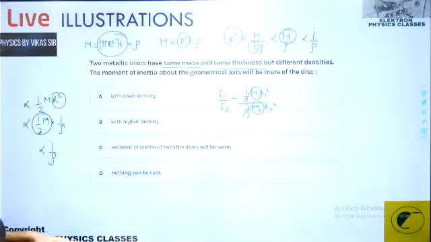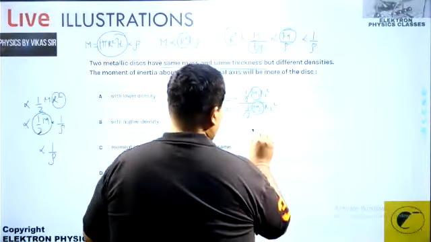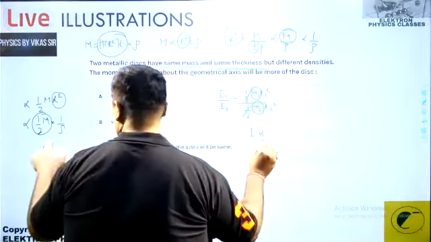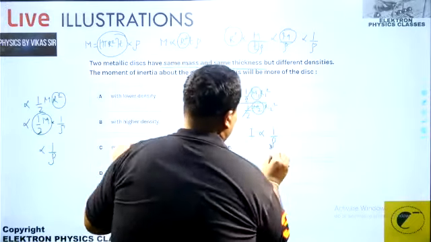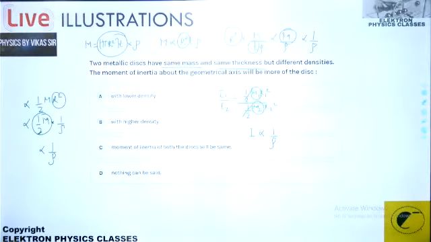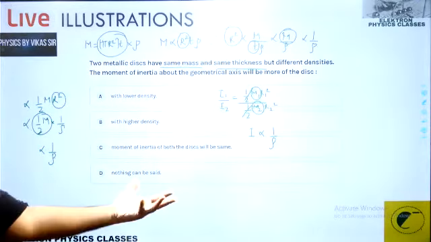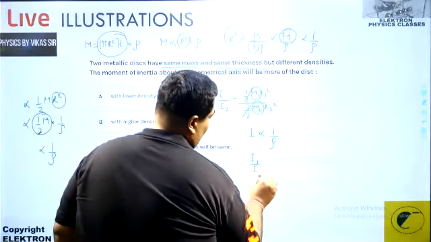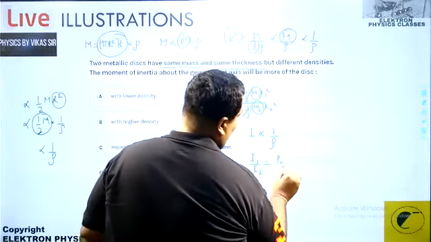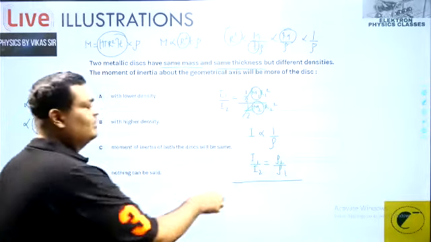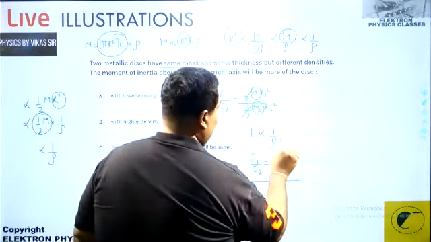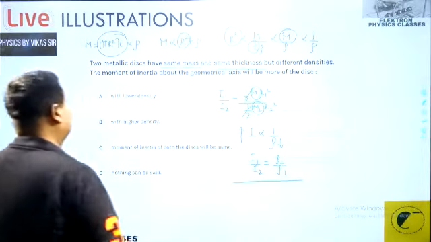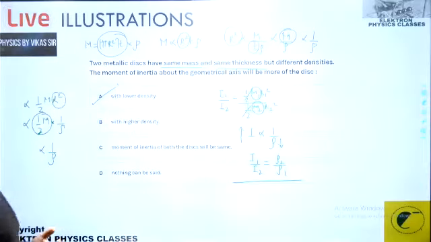So that becomes simple. Since I is simply proportional to 1 upon rho, because the mass is constant and thickness is constant, it is going to depend upon density, which means I1 upon I2 is equal to rho 2 upon rho 1. The inverse behavior. So the lower the density, the higher the moment of inertia. So I think the A part is going to be my answer for the question.